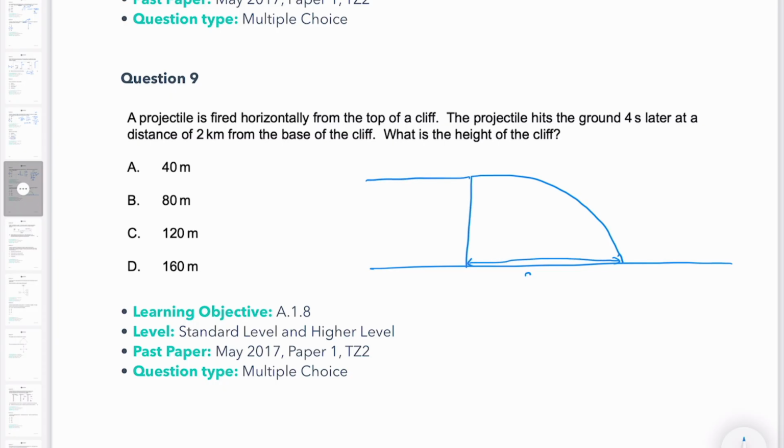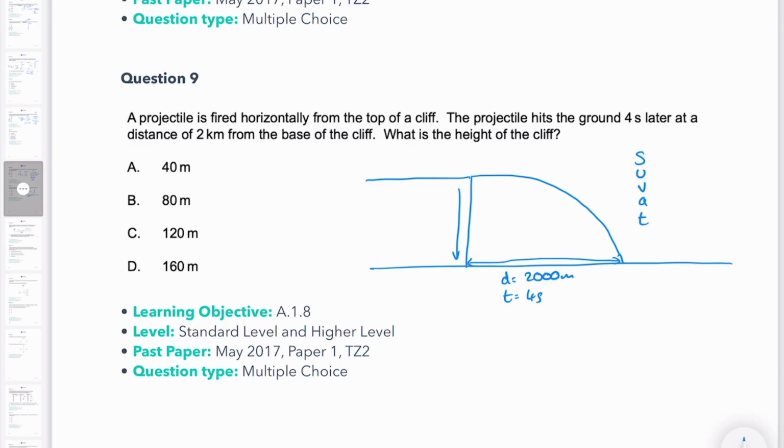So that distance there is 2,000 meters, that's the horizontal distance, and it takes 4 seconds for that to happen. What is the height of the cliff? So we're looking at vertical motion. So vertical motion is SUVAT.